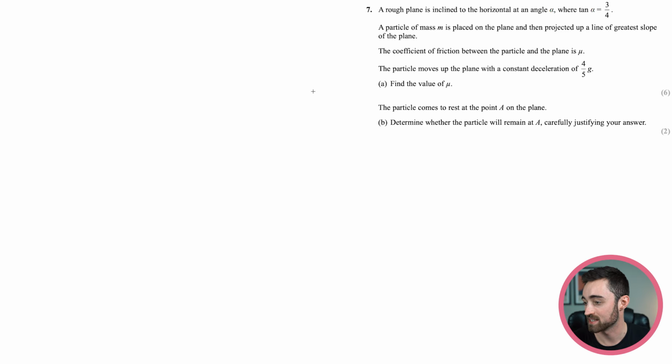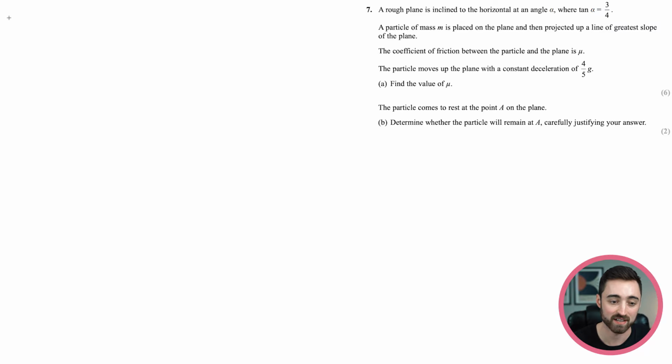All right, what we got here? A rough plane is inclined to the horizontal at angle alpha, where tan alpha is 3/4. A particle of mass m is placed on the plane and then projected up a line of greatest slope of the plane. Okay, the coefficient of friction between the plane and the particle is mu, and it moves up the plane with a constant deceleration of 4/5 g. Okay, find the value of mu.